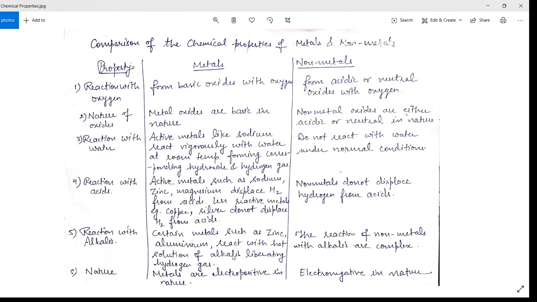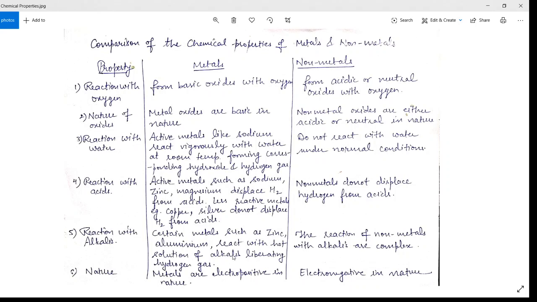Okay, so in this way we can describe the difference between the chemical properties of metals and non-metals. Here the difference is given in tabular form. For example, reaction with oxygen: metals always react with oxygen to make basic oxides, whereas non-metals make acidic oxides, or in some cases neutral oxides. Second, nature of oxide: metal oxides are basic in nature whereas non-metal oxides are acidic in nature. Metals react with water whereas non-metals do not. In the same way, metals react with acids to make salts and hydrogen gas is evolved, whereas non-metals do not react with acids.